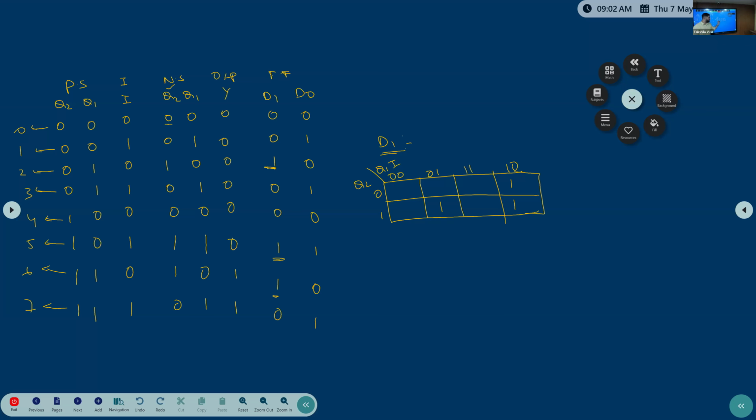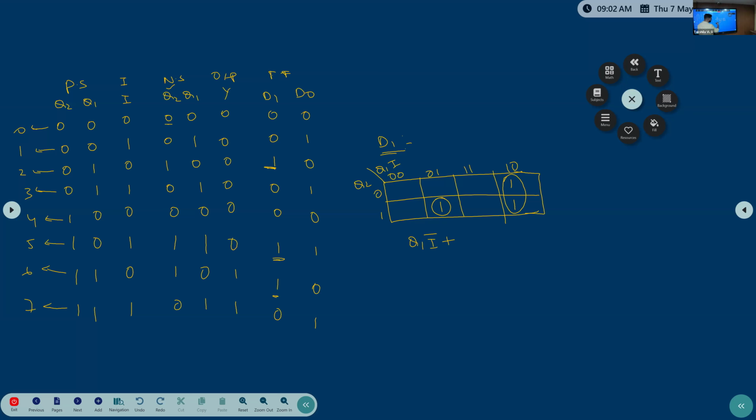So I need to map. What is the maximum possibility of mapping here? 2. These 2 I can map, right? This I can't map; this individually I need to map. When these 2 are mapped, Q2 is not common, but Q1 bar I is common. Q1 bar I plus Q1 bar I plus. So this one I need to map.